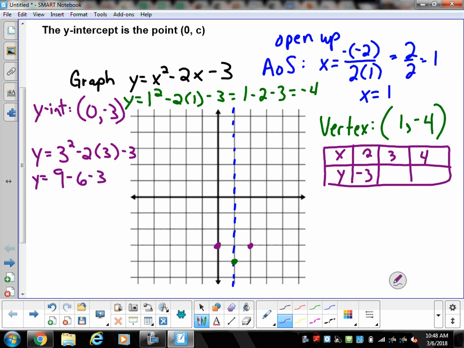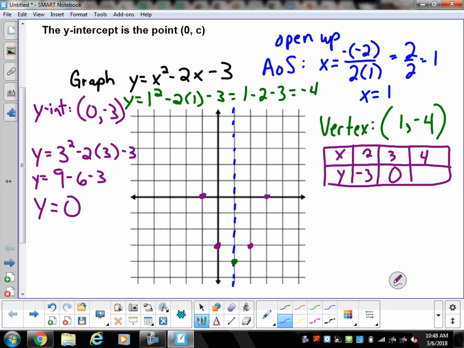So 3 squared is 9. Negative 2 times 3 is minus 6, and then minus 3. And what is 9 minus 6 minus 3? 0. So at 3, it's going to be a 0. Which means also if I go 2 units to the other side, there's going to be a 0 there. That gives me a pretty good shape.